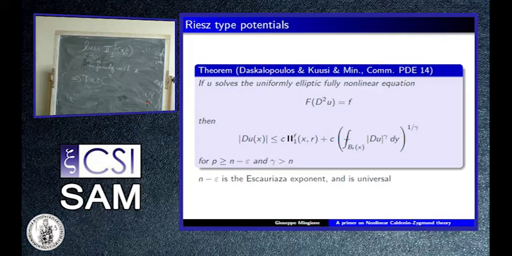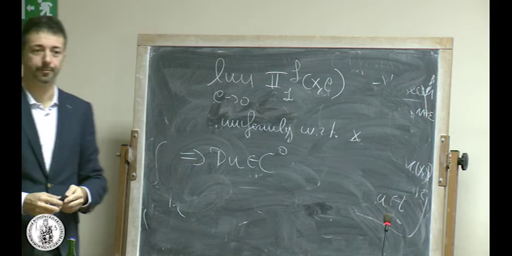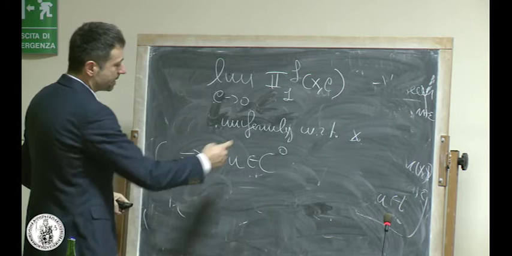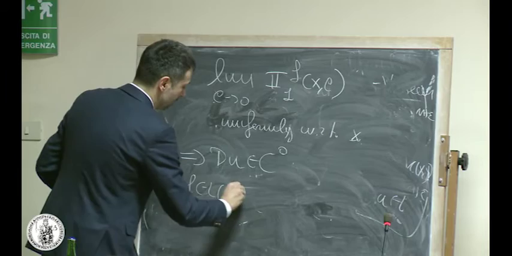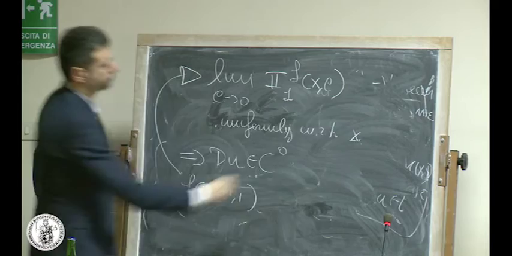And in particular, this implies a useful corollary about the continuity of the gradient. You can see why: exactly as in the case of the p-Laplacian, if f belongs to L^{n,1}, then it's two lines to show that this is satisfied. Exactly as in the case of the p-Laplacian.